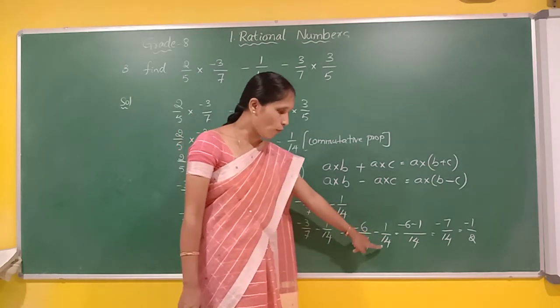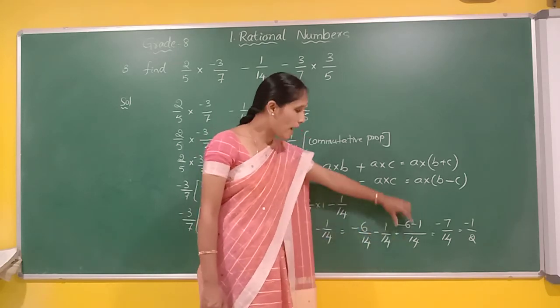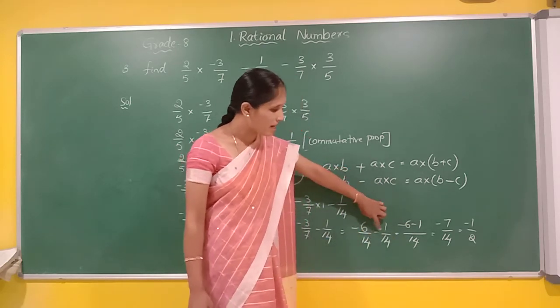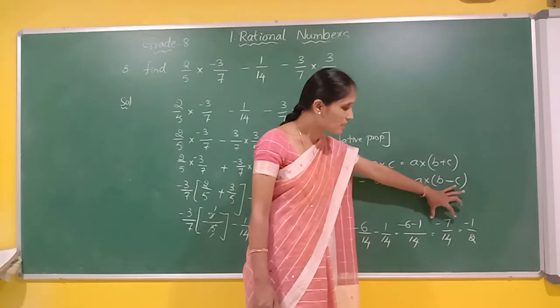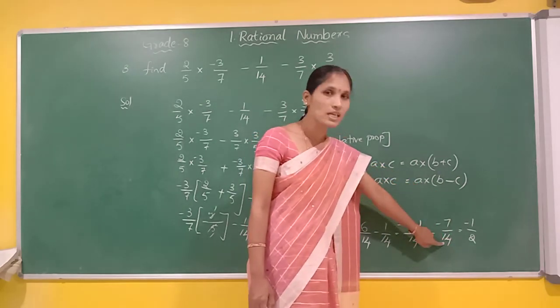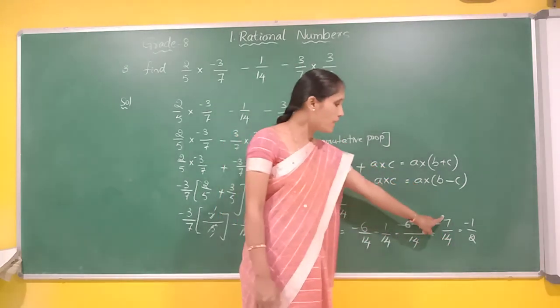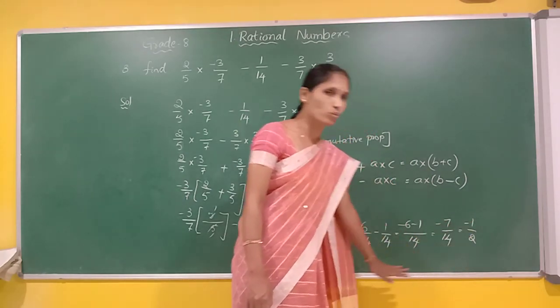Minus 1 by 14. Write the common denominator, that is 14. Add the numerators, minus 6 and minus 1. Both are negative integers, so we add these two numbers. The sum equals minus 7. The result is minus 7 by 14. Cancel with 7: 7 ones are 7, 7 twos are 14. The answer is minus 1 by 2.